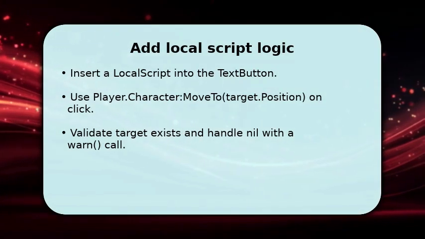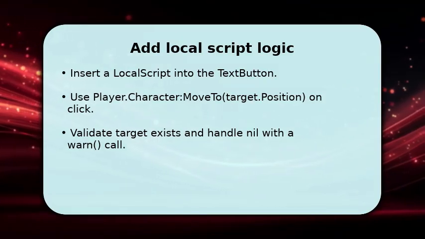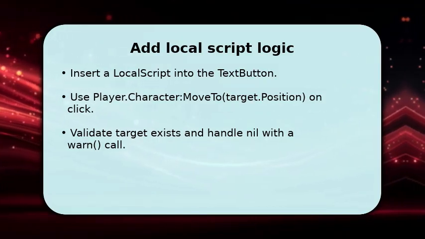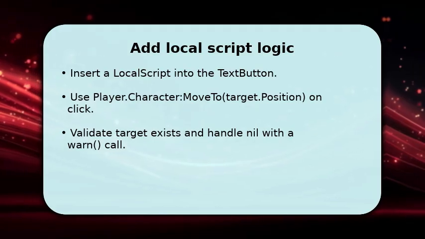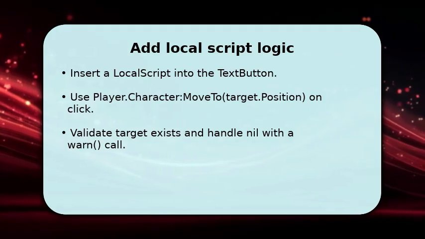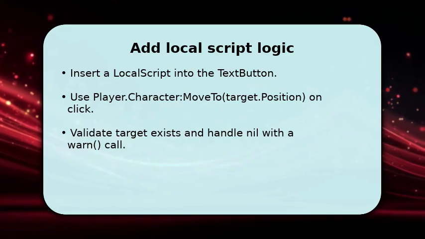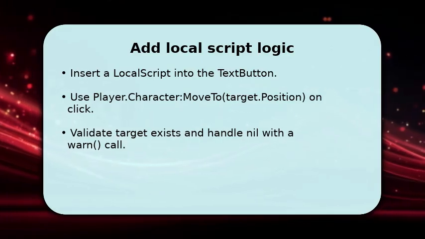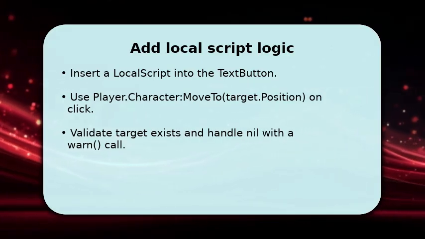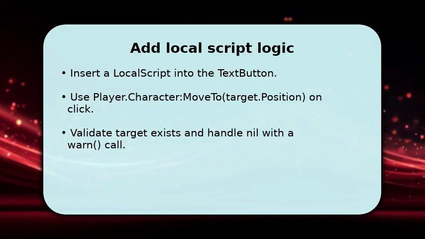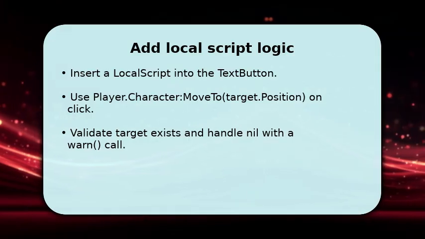Inside, get LocalPlayer and connect Button.Activated to a function that finds the teleport location and uses player.Character, then moves it to the target.Position. Make sure you check for nil before calling MoveTo. If the target or character is missing, warn and return. This prevents errors and explains why validation matters.